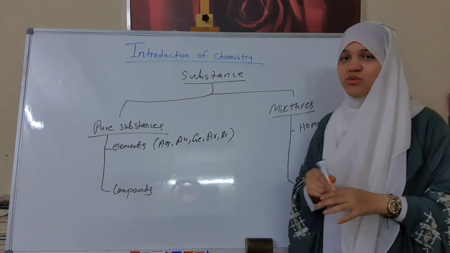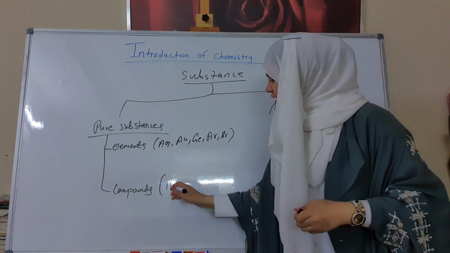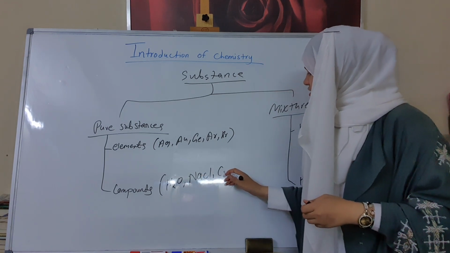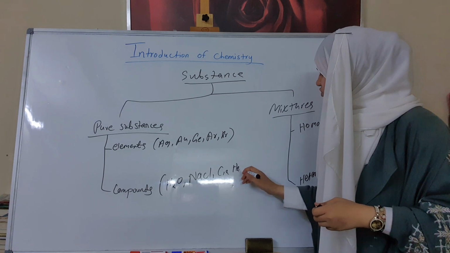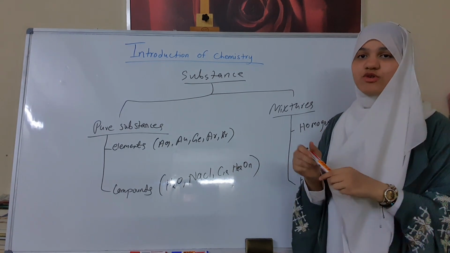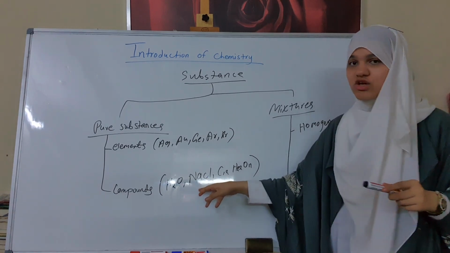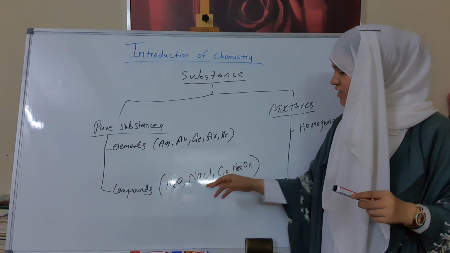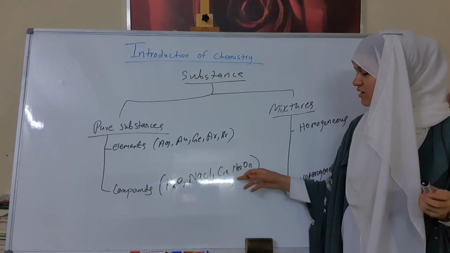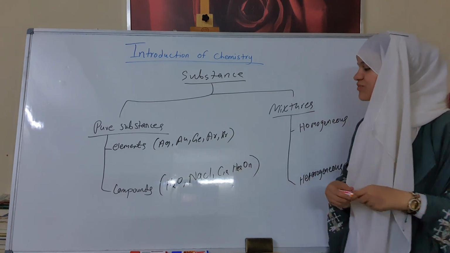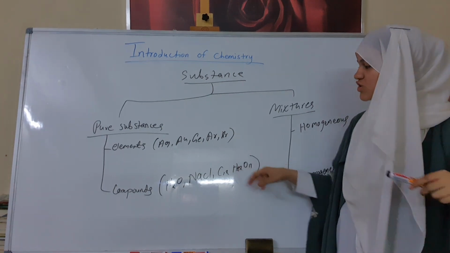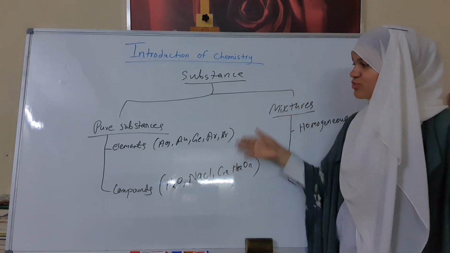But for compounds, we can say H2O, NaCl, and C12H22O11 are examples of compounds, which are water, sodium chloride, and sugar, right? C12H22O11 is sugar, and it is the combining of fructose and glucose together. So this is pure substance.